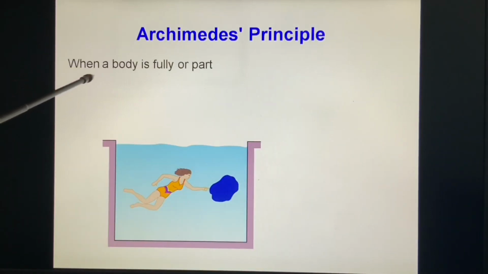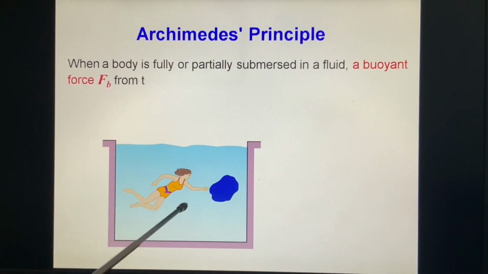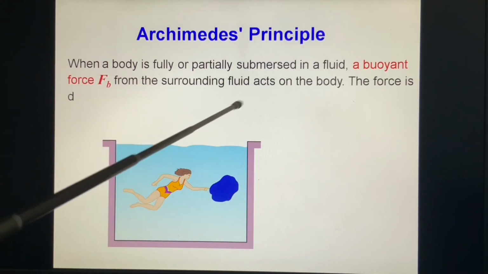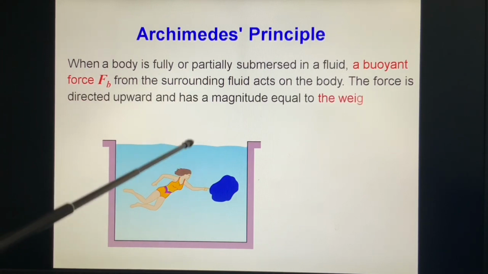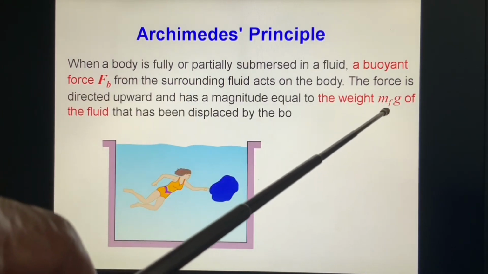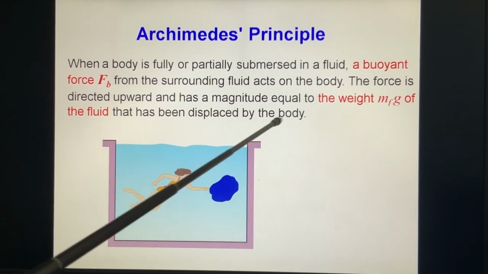When a body is fully or partially submerged in a fluid, a buoyant force Fb from the surrounding fluid acts on the body. The force is directed upward and has a magnitude equal to the weight mfg of the fluid. That's the weight of the fluid that has been replaced by the body.